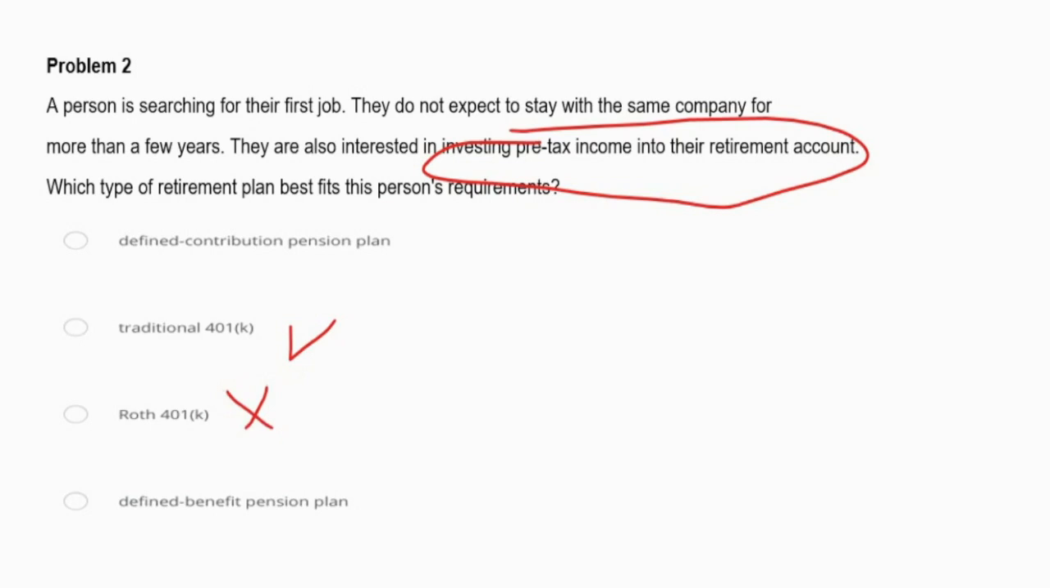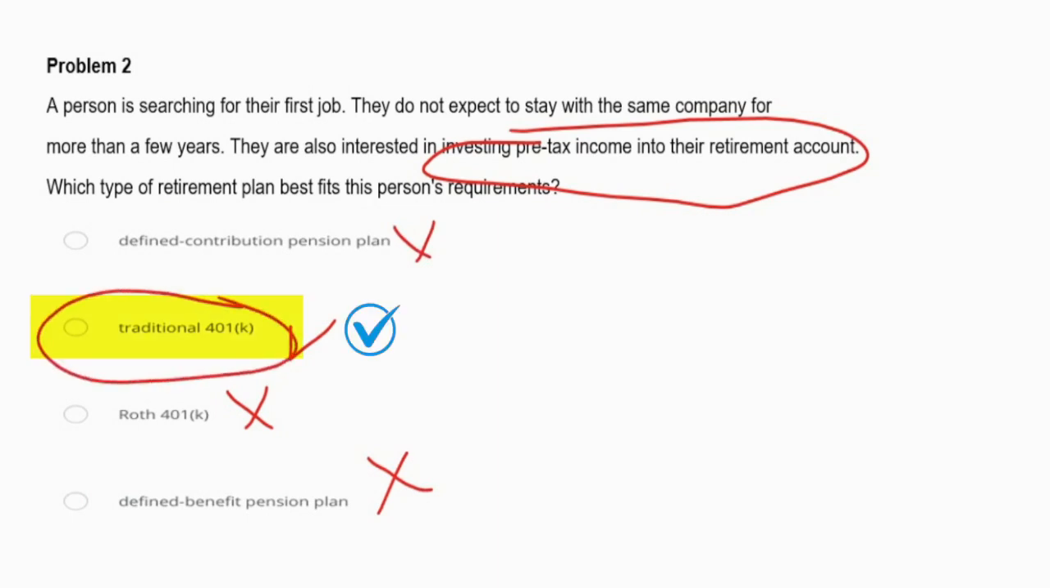Then we have a defined benefit pension plan. The employer guarantees a set payment into retirement. Usually it's not profitable and not tied to a pre-tax contribution, which is still what the employee is looking for. So in this case, this would not be the right answer either, which also leads us back to our first choice, defined contribution pension, which would not be the right answer as well. So in this case, the best bet is a traditional 401k.